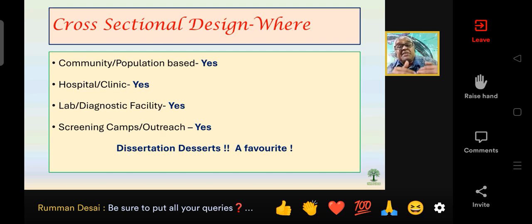But it also limits the type of questions that you're then able to address as part of your dissertation. So that's something that you have to keep in mind. But it's among the most favorite designs for a dissertation because it's something that can be completed during the duration of the dissertation.